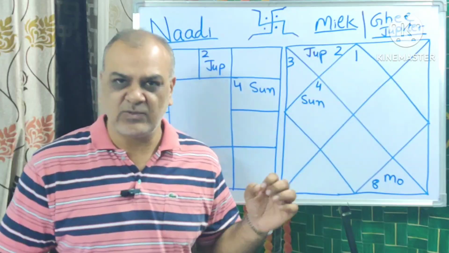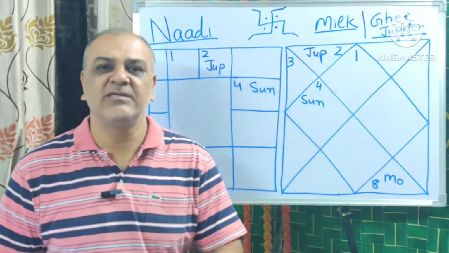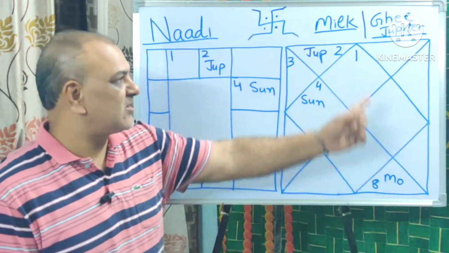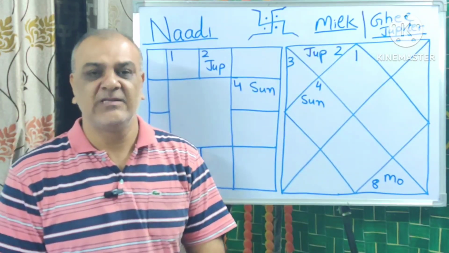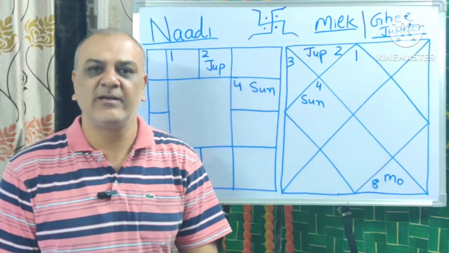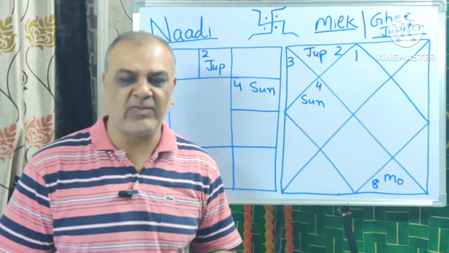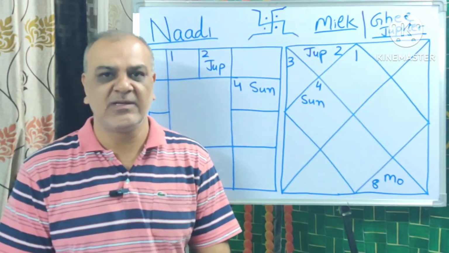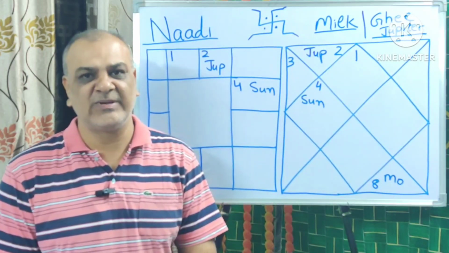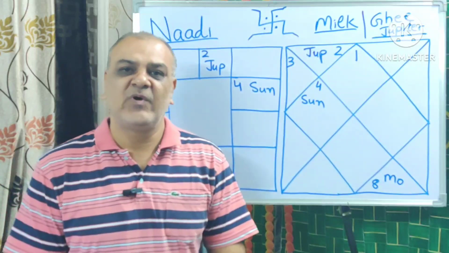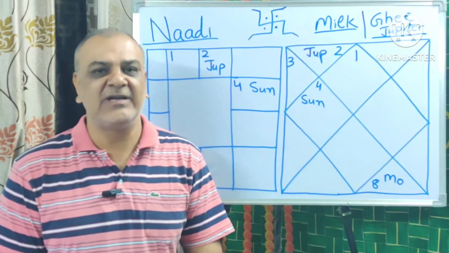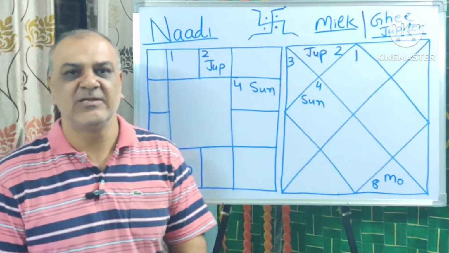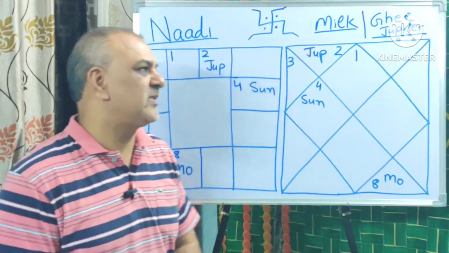When you light a lamp, you put desi ghee in that. That is represented by Jupiter. So this is a wonderful remedy also, because Jupiter represents ghee. So when Jupiter is afflicted in your birth chart, or there is some problem related to Jupiter in transit, when Ketu is afflicting Jupiter or Rahu is afflicting Jupiter, lighting a lamp of desi ghee will definitely promote Jupiter, and it will give you very good results. So this is a very good remedy for Jupiter.